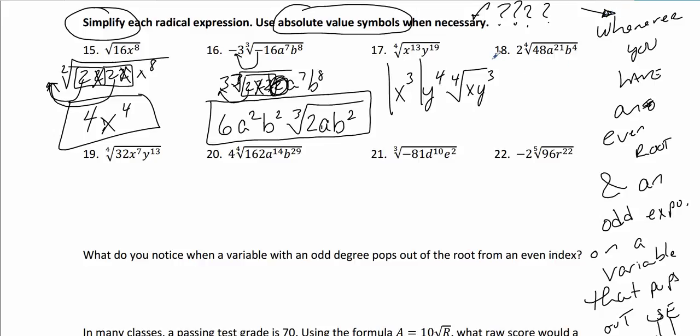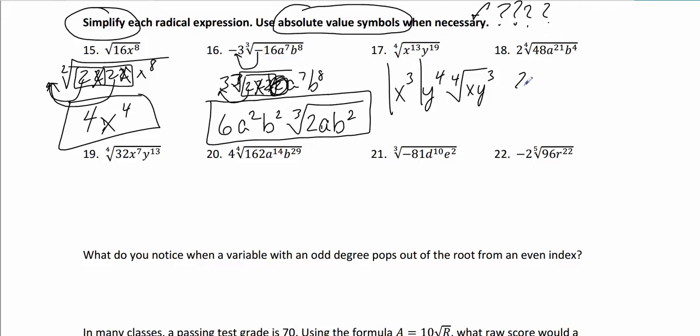Okay, number 18, I want to break down 48. So let's break down 48. Let me get rid of the side stuff there. So 48 can be broken down as we got 2 out front, fourth root of 48, which is 2, 2, 2, 2, 3, and then a to the 21, b to the 4.